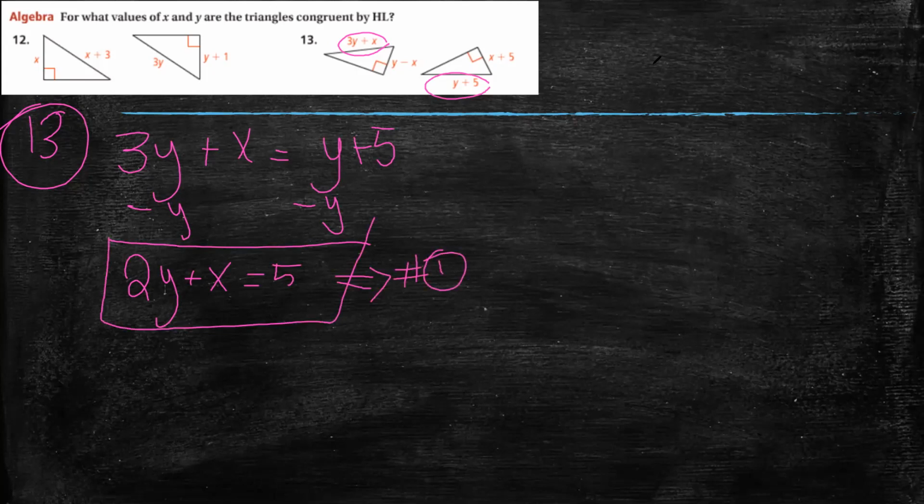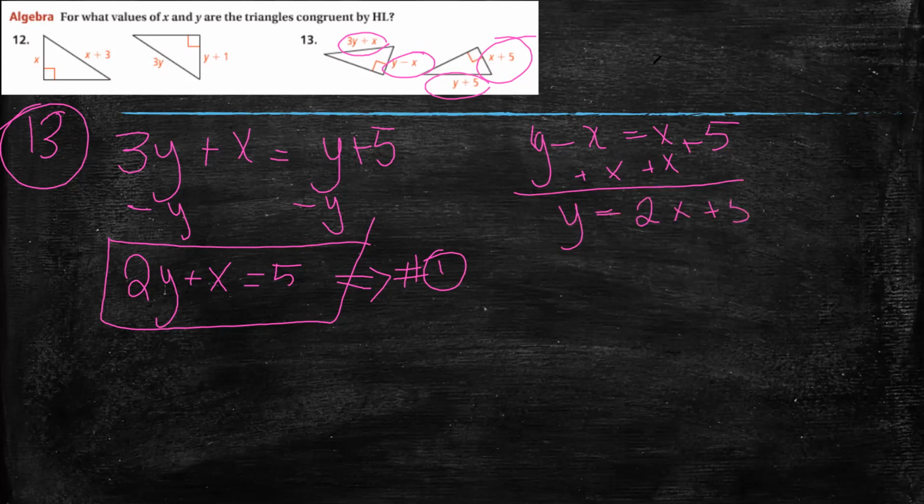The second equation: y plus x is equal to x plus 5 plus x. So y now will be... Teacher, how did you make them equal to each other? Because they are using HL, it's the same idea. In 12, they are congruent, so both of the hypotenuses will be equal and both of the legs will be equal.